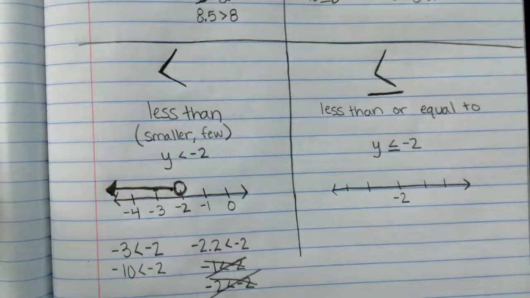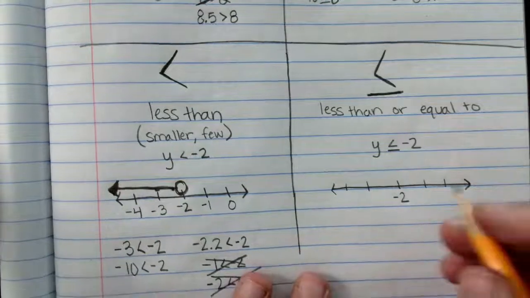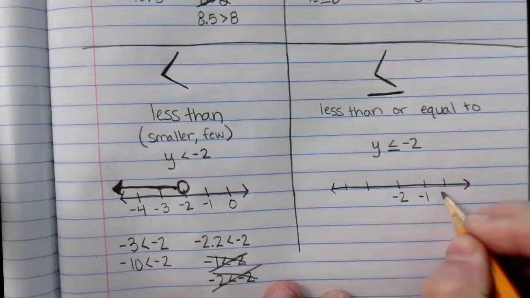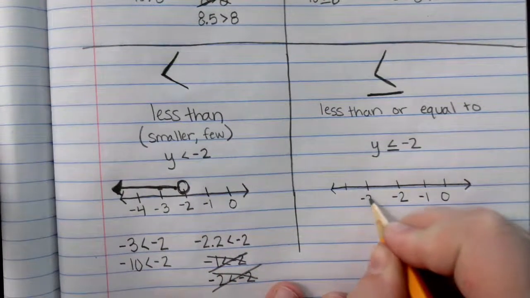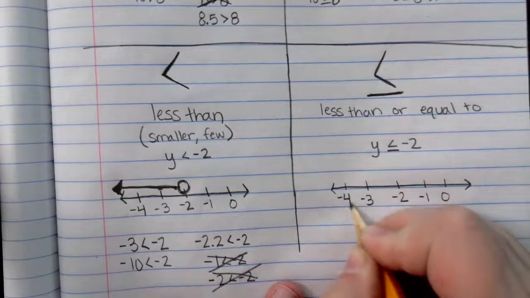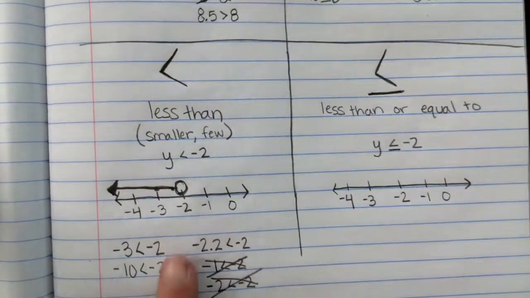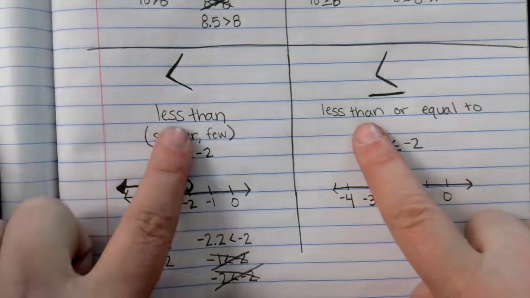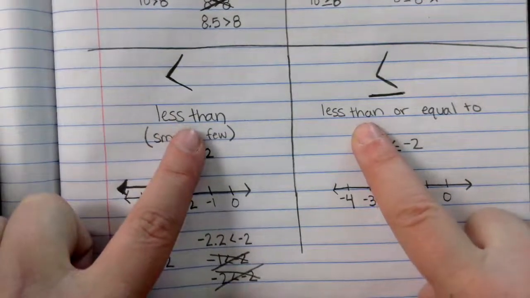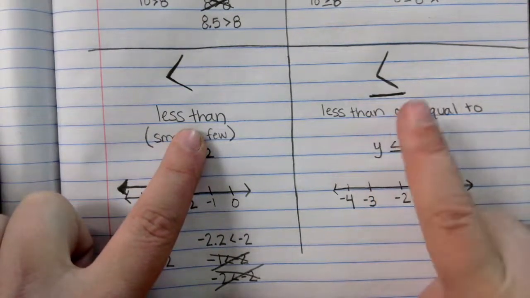-1 is going to go to the right, and then 0. So it's going to look almost identical to this one, because we have that less than. It's in common with the less than. What's different about our new one? Why is it going to be closed? Why are we going to shade it in?